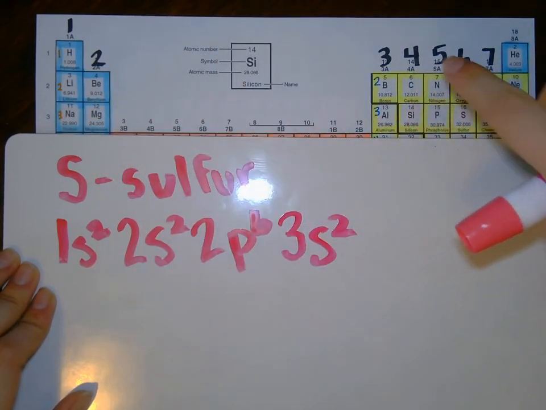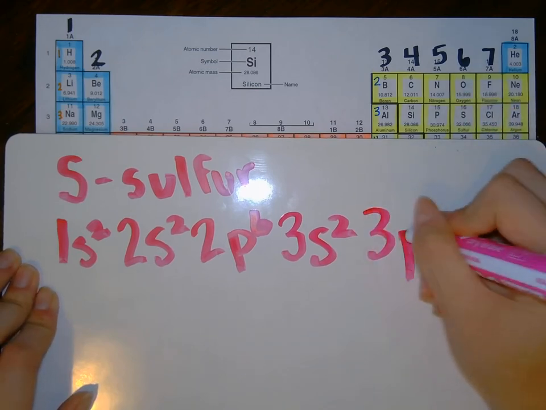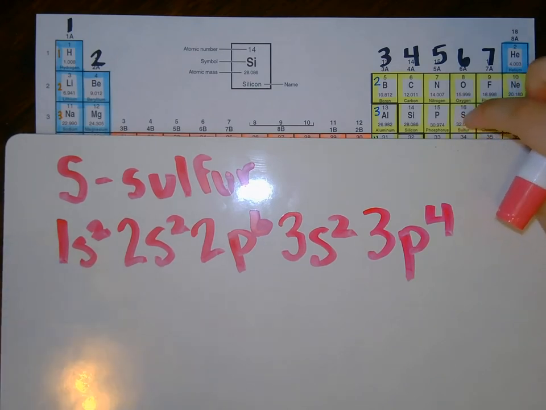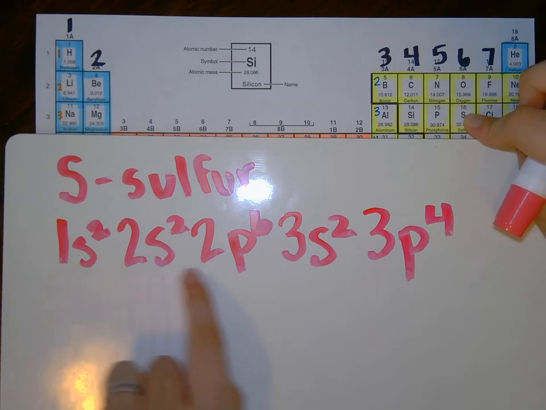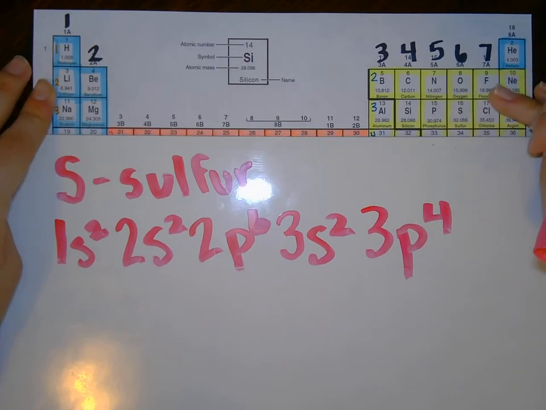3p1, 3p2, 3p3, 3p4. So that took me a while, right? And we are only at the very tippity top of the periodic table, and I still had to write out all of these things. So what the noble gas configuration does is makes it way shorter to do that.